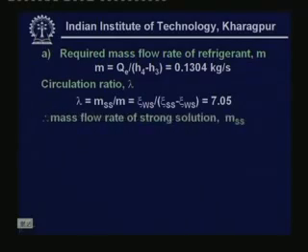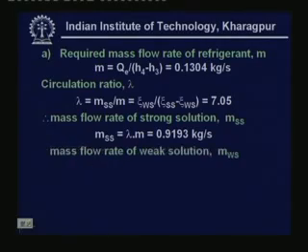Once you know the circulation ratio, you can easily find the mass flow rate of strong solution, which is nothing but circulation ratio into mass flow rate of refrigerant, which is equal to 0.9193 kg per second. The mass flow rate of weak solution you can easily obtain from the mass balance across the absorber, and we have shown that this is nothing but circulation ratio plus 1 into mass flow rate of refrigerant. If you substitute these values, you find that the mass flow rate of weak solution is 1.05 kg per second. Obviously, the difference between the weak solution flow rate and the strong solution flow rate should be equal to the refrigerant flow rate, because the mass has got to be balanced.